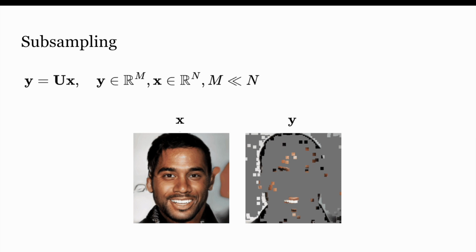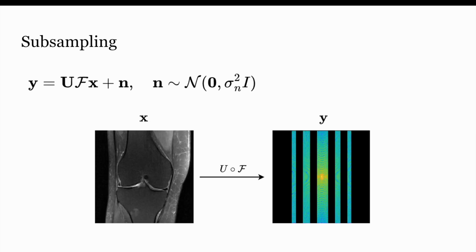Okay, so now we'll talk about the mathematical model that we use. We use Y to denote the measurements, X for the target signal, and then U is a subsampling mask that just selects certain elements from the X vector. There can also be a slightly more complex, more general case here, where we also have some sort of measurement function or measurement model, and potentially noise as well.